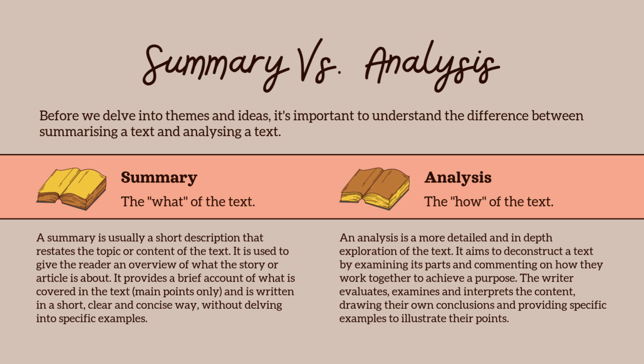Summary versus analysis. Before we delve into themes and ideas, it's important to understand the difference between summarizing a text and analyzing a text. Summary. The what of the text. A summary is usually a short description that restates the topic or content of the text. It is used to give the reader an overview of what the story or article is about. It provides a brief account of what is covered in the text, main points only, and is written in a short, clear and concise way, without delving into specific examples.